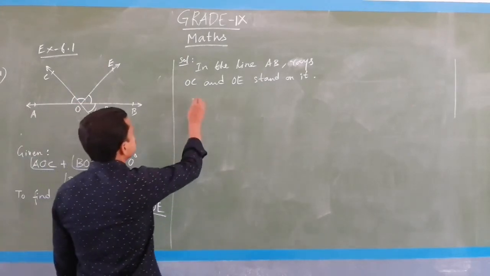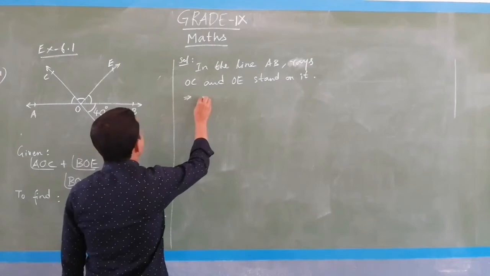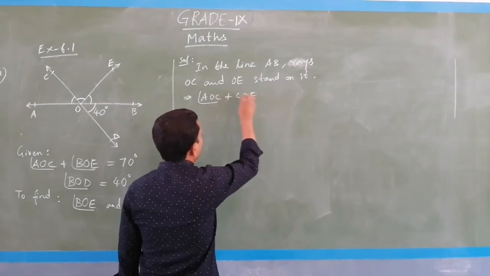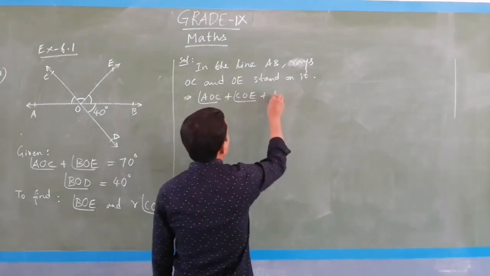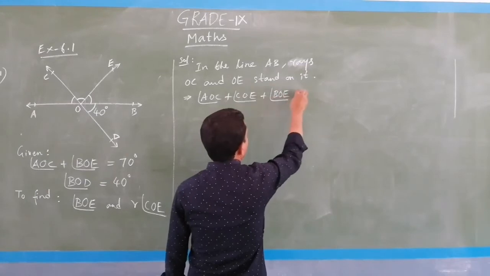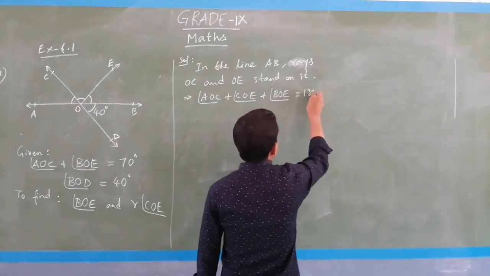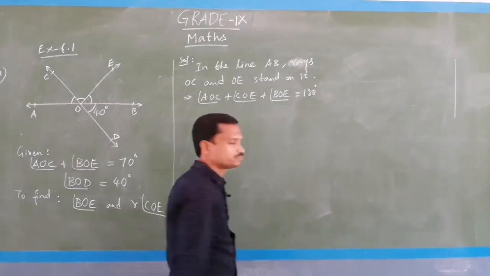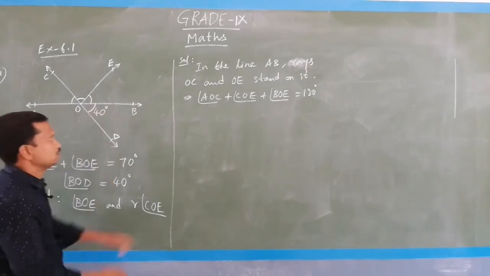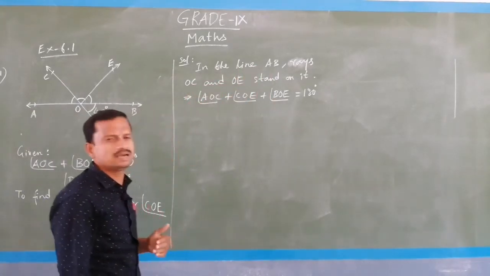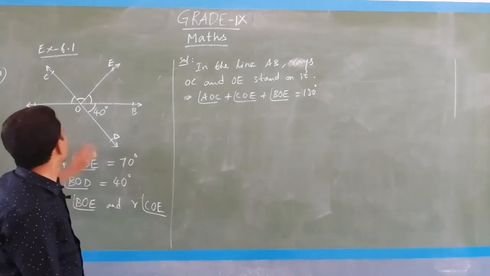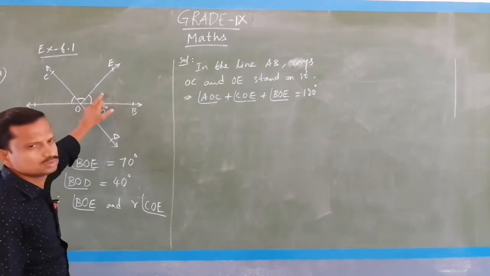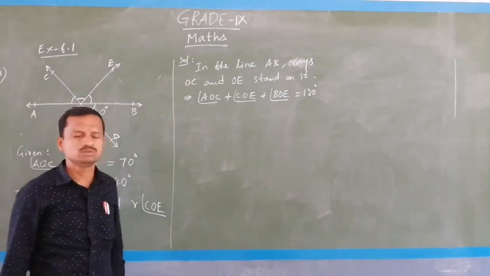So, we can write this implies AOC plus COE plus BOE. They are all equal to what? 180 degrees, because they form a straight angle, since AB is a line. The straight line angle is 180 degrees. The straight line angle is divided into 3 parts, so we add all the 3 and equate to 180 degrees.